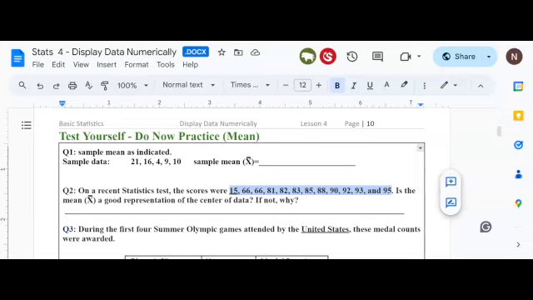So the question comes here: is the number you got a good representation of the center of the data? The center means the middle, right? Why not? Because of the outlier. What is the outlier here? 15. That takes off your average, or your mean.